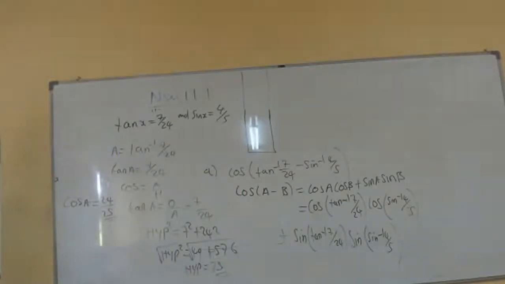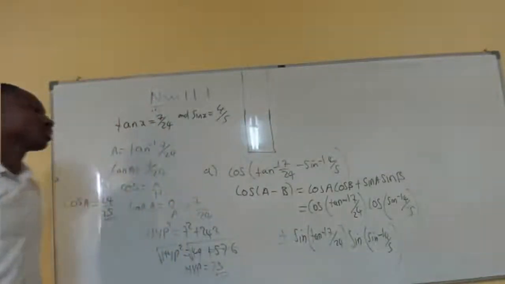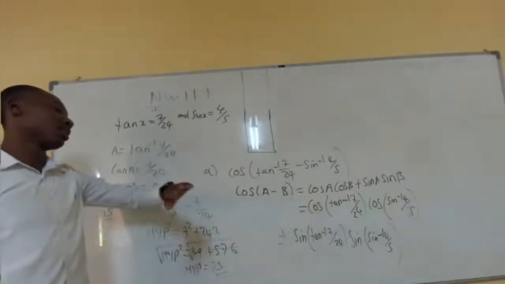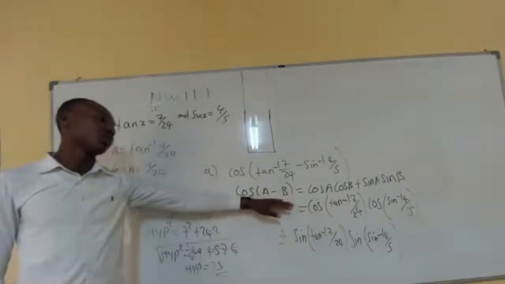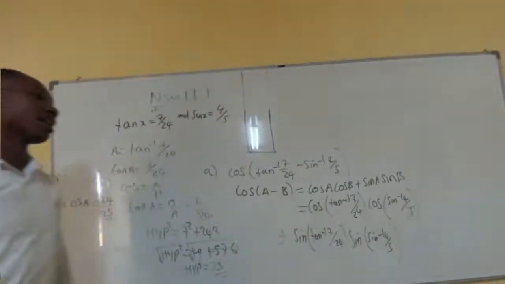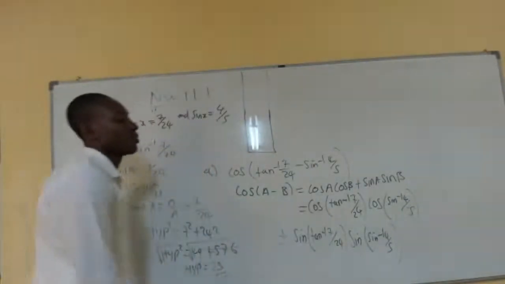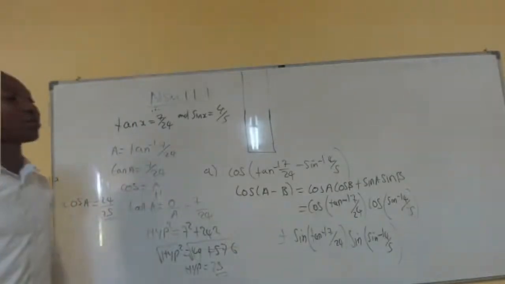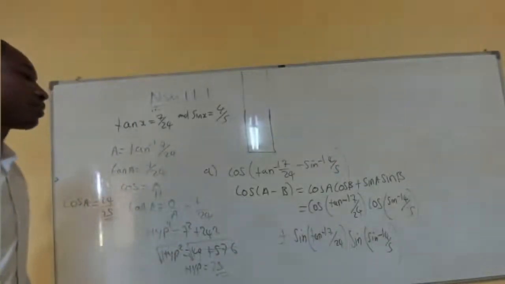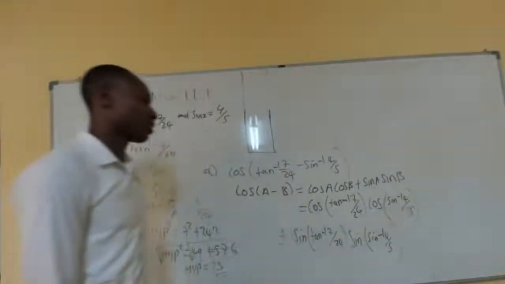Now the next thing is we want to find sine A. Whenever you're dealing with such a question, we use the property of the inverse, distributing by the identity rule. So we use this identity: cos A cos B plus sine A sine B. We've been told that we are looking for cos of tan inverse of 7 over 24 times cos of sine inverse of 4 over 5, plus sine of tan inverse of 7 over 24 times sine of sine inverse of 4 over 5.